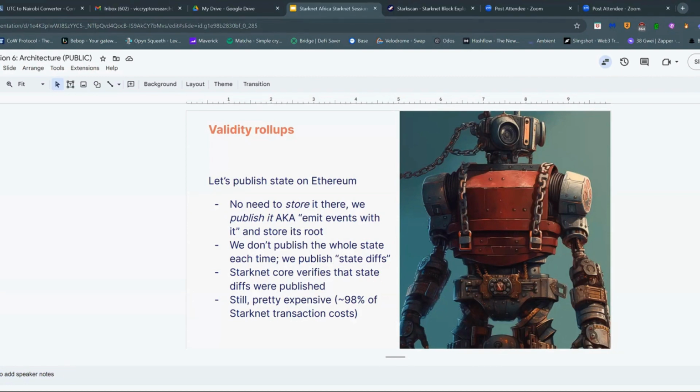However, publishing on Ethereum mainnet is still very expensive. It's very expensive, and as you can see, 98% of transaction costs on Starknet go towards paying for the gas fees. So this is also a potential area of research. I think it's mentioned in the roadmap that the Stark token could also be used to pay for gas fees. Perhaps that could help out with this.